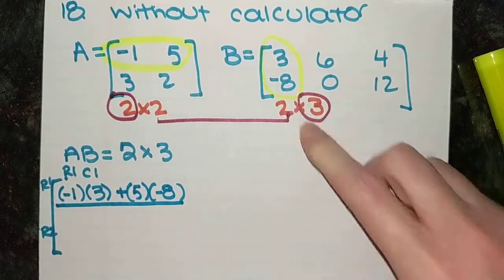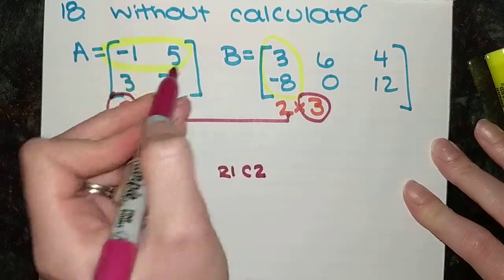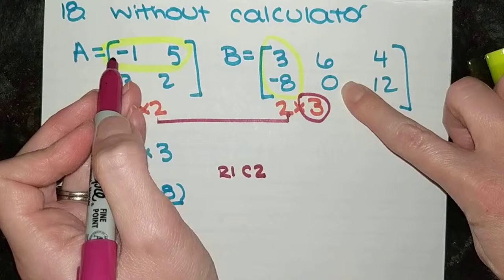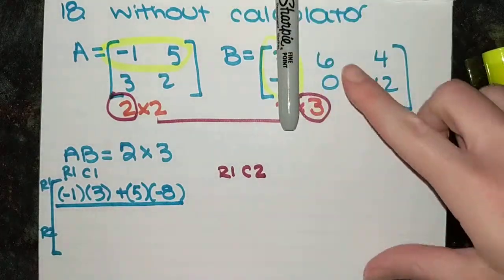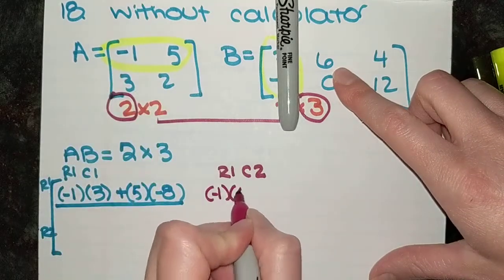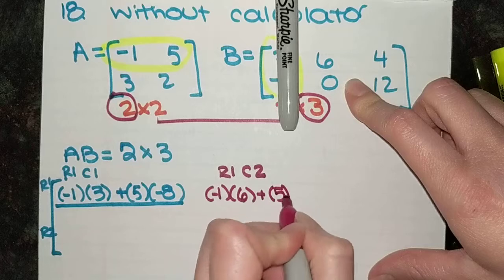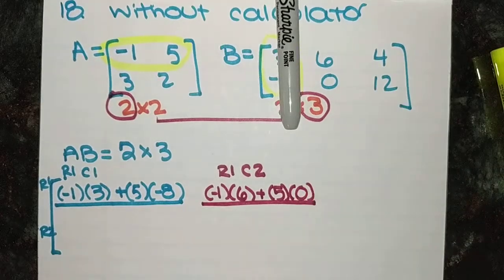Now, to get row 1, column 2, I'm going to take row 1, but now I'm going to multiply it by column 2. So what will happen here is I will be taking -1, multiplying it by 6, and then adding that to 5 multiplied by 0. And that is row 1, column 2.